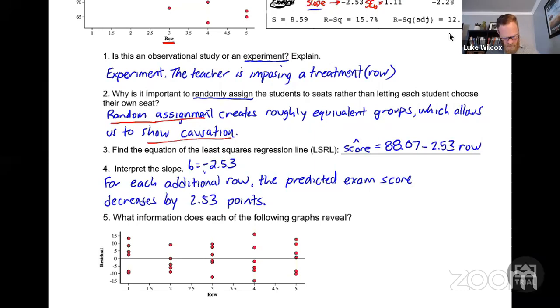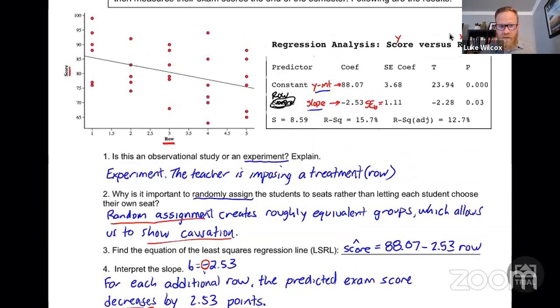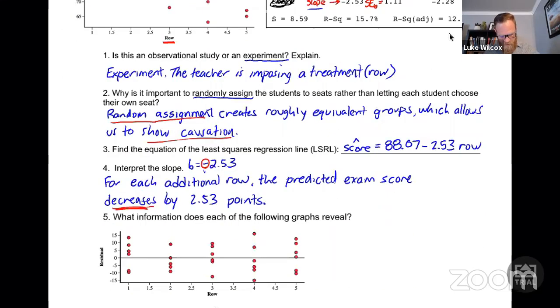Now, just to check in here, why did I say decreases? Well, that's because of the negative slope. And actually, we knew that by looking at the scatter plot, that we have a negative relationship here, right? So for each additional row, that's for each additional x value, make sure you have the word predicted. And then you got your exam score, that's the y value. This is my x, this is my y. Decreases by 2.53, and then I've included some units here of points. So we do have a negative slope. It appears that each time you move back a row, your exam score goes down by about 2.5 points. Now that could make all the difference for your final exam score here.